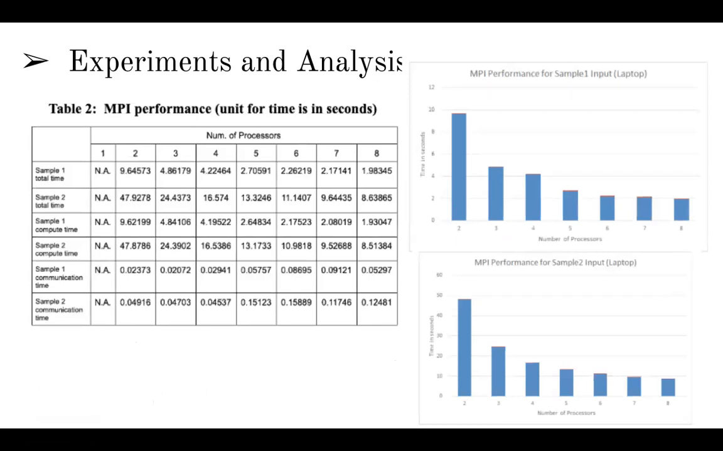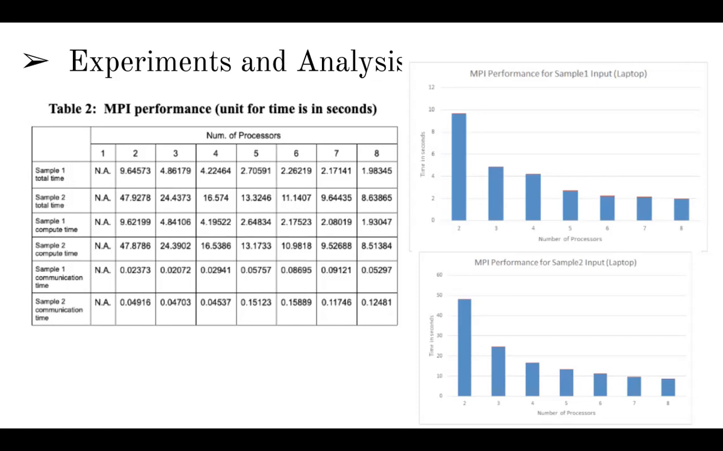And here's the runtime for the MPI implementation. This plot is for the sample 1 image, and this plot is for the sample 2 image. One thing I need to point out is that total time here is the overall running time of the program, and the compute time here is measured by adding the computation time of the Fourier transform and inverse Fourier transform on rows and columns in the first worker thread. Thus, we assume all the worker threads have the same computation time.